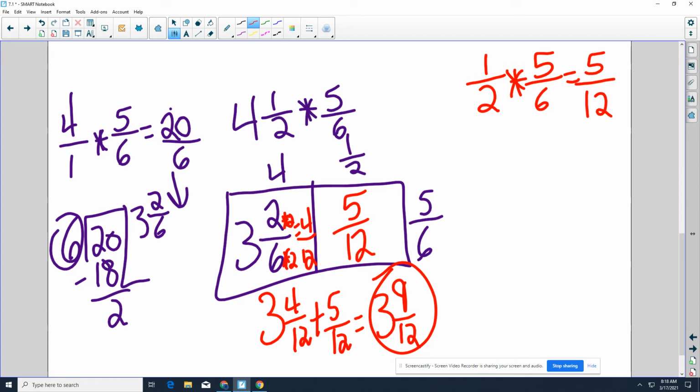So just to review there, you break it up. So this will have its own box.